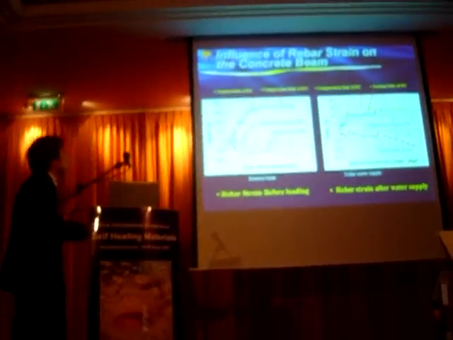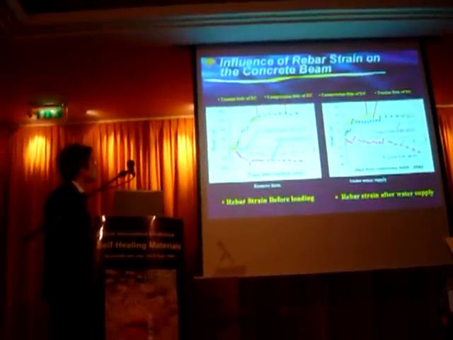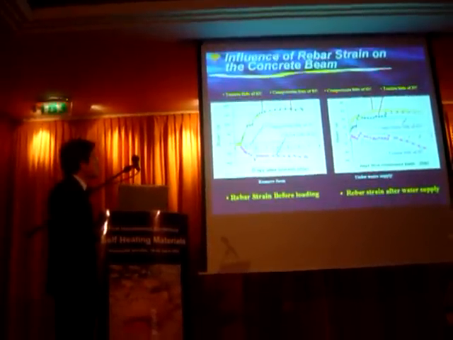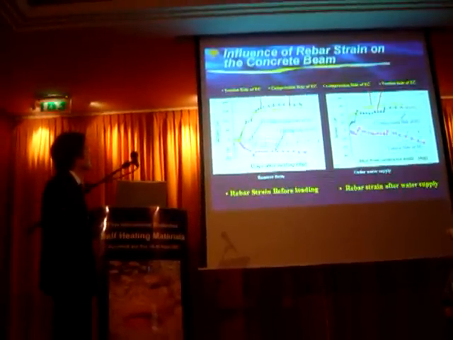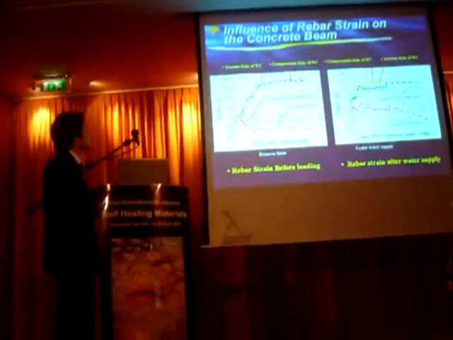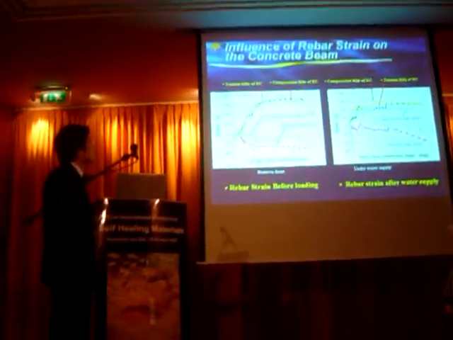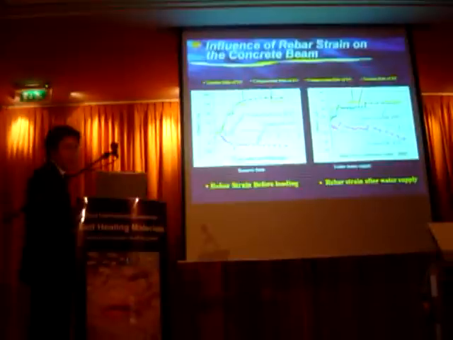This figure shows the inference of the reverse strain on the concrete beams in this research. The left side is the reverse strain before loading, and the right side is the reverse strain after water supply. So in the case of the EC, both cases show that expansion occurred continuously compared to the normal concrete beam.